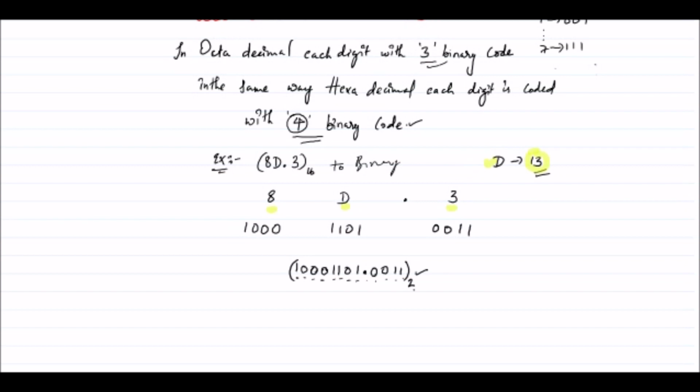10001101.0011 base 2. So base 2 value is representing the binary value. Okay, since it is a binary value, we are writing the base 2. So we take another example, converting hexadecimal to binary.